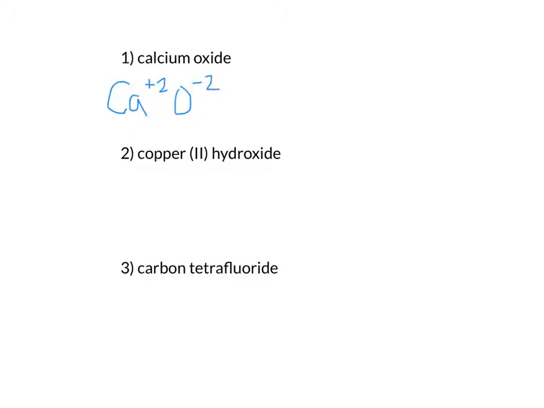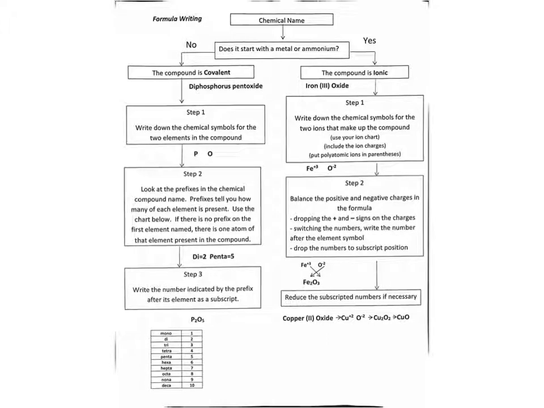All right, now I'm going to go to the next step here on our cheat sheet. It tells us that we want to balance the positive and negative charges in the formula. Basically, we want these to cancel out, to have a net charge of 0. This is a shorthand way of figuring out what that formula is. We're going to drop the positive and negative signs on the charges, switch the numbers, and write the number after the element symbol. Then we drop that down into the subscript position.